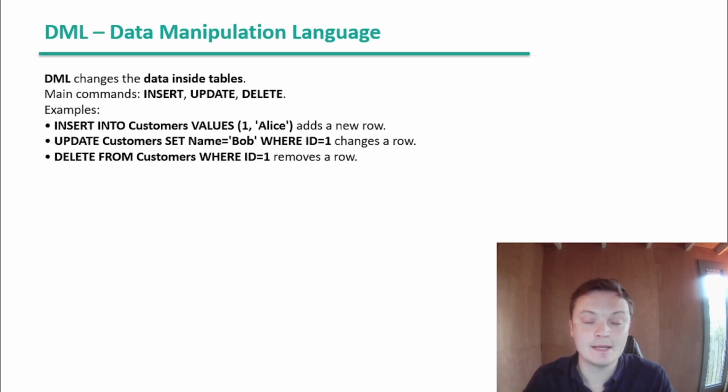DML is Data Manipulation Language. DML changes the data inside tables, so its main commands are INSERT, UPDATE, and DELETE. So INSERT INTO customers adds a new row, UPDATE customers changes a row. You can do a WHERE ID equals 1 to select which row. It doesn't have to be ID, it can be any column. You could have products, customer ID, for example. DELETE FROM customers removes a row.